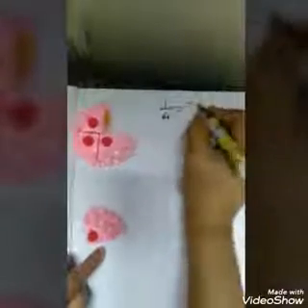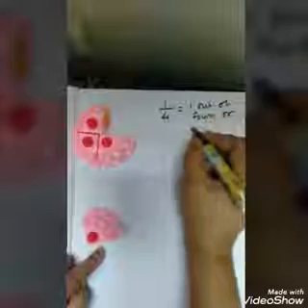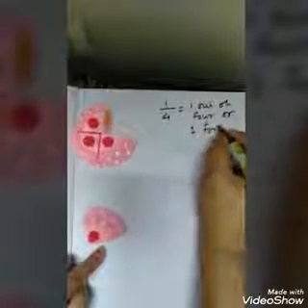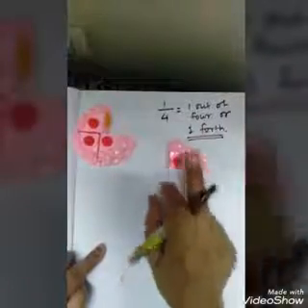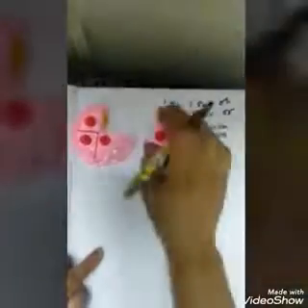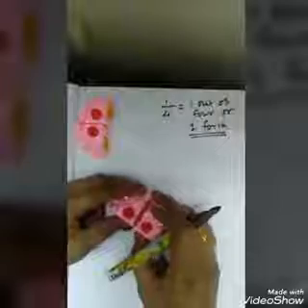How to read this? 1 out of 4 or 1/4 part. This is the 1/4 part. Understood? Now I have given 2 parts out of 4 parts.